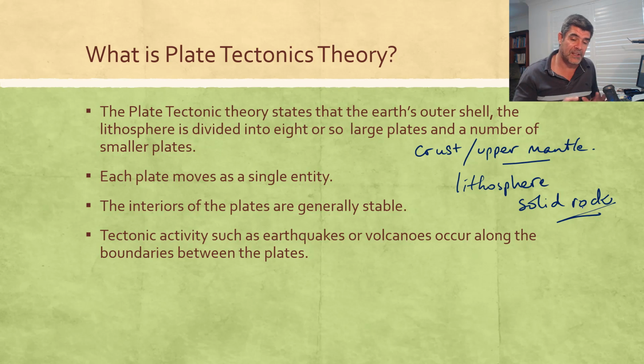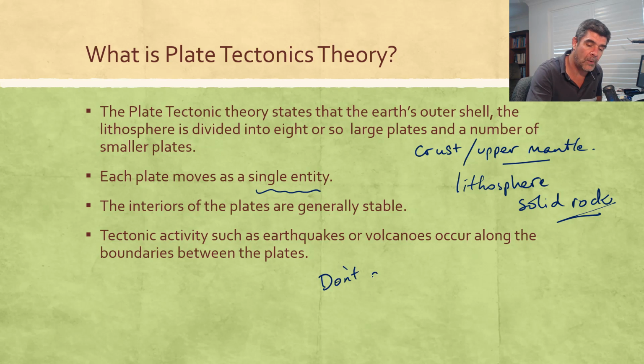So the lithosphere itself, the solid rock, the crust and the upper mantle, all being part of this surface of the Earth, is broken up into a number of large and then slightly smaller blocks or plates. Each of these plates can move as a single entity, and the important thing about them moving as a single entity is they don't all move in the same direction or at the same speed.